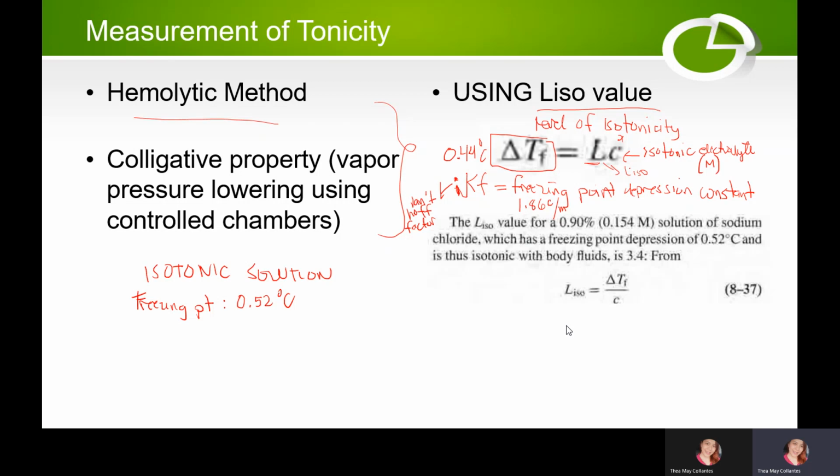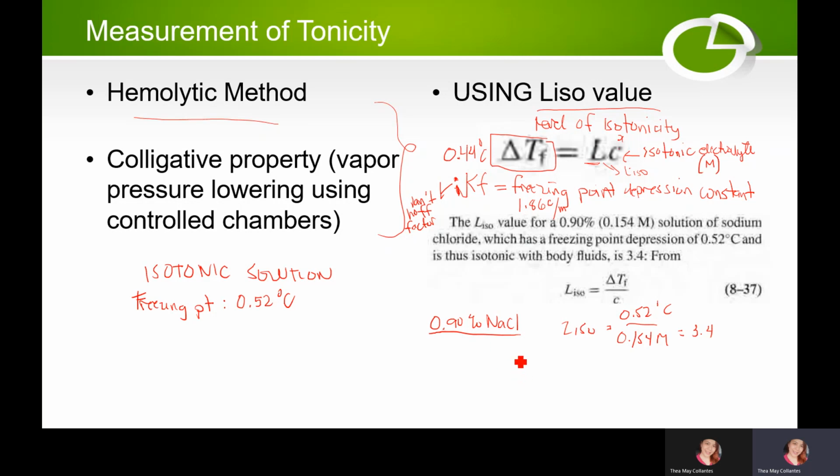Okay? So, sorry, LISO. L-iso is equal to the change of TF, which is your 0.52 degrees Celsius, over the concentration, which is your 0.14 m, that would be your 3.4. And always, 0.90% NaCl is always our constant when we talk about isotonic solution. It means that any compound converted to 0.90% NaCl equivalent will always be isotonic to our bodily fluids.